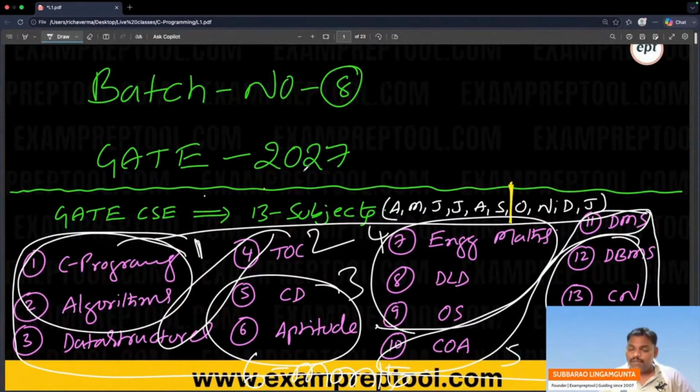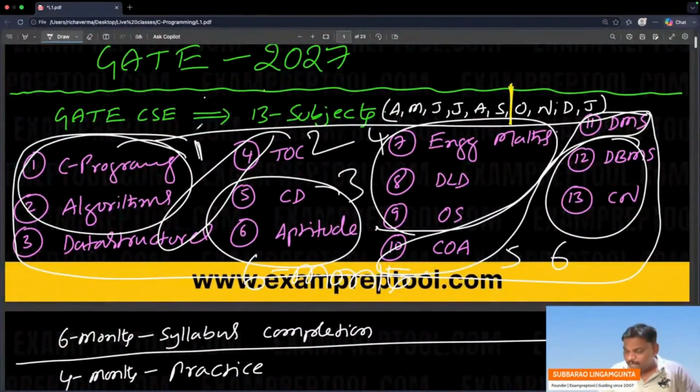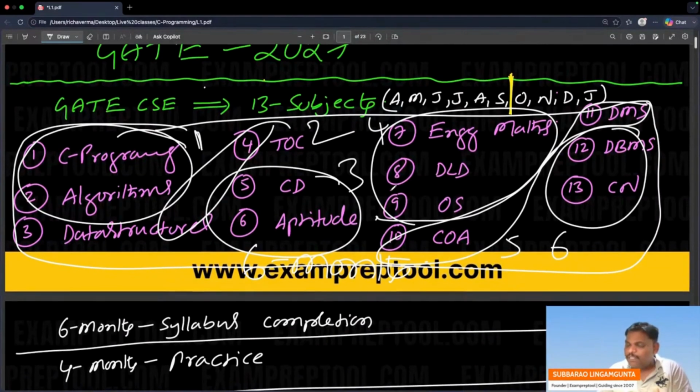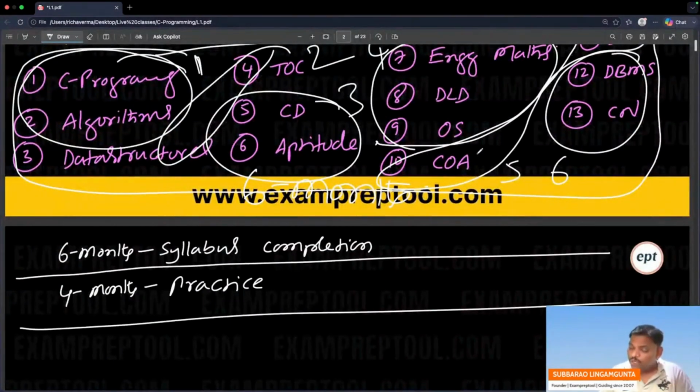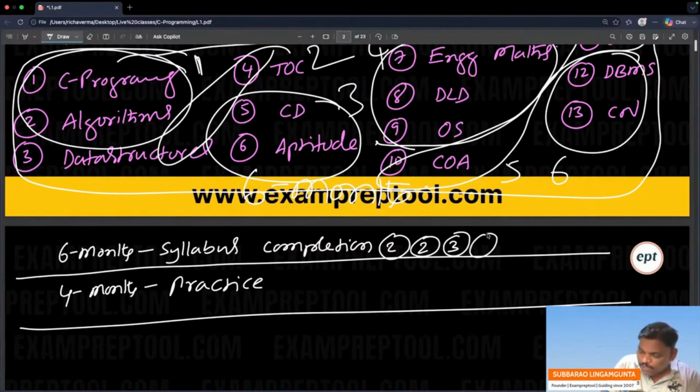Batch number 8, GATE 2027, right? CSE branch. This is for CSE because C programming is there only for CSE. GATE CSE, 13 subjects. Out of those 13 subjects, we have only 10 months. 6 months for syllabus completion, 4 months for practice. 6 months syllabus completion, how? Every month 2 subjects. 1 month 2 subjects, 1 more month 2 subjects, 1 month, which month you decide, 3 subjects, right? 1 more month.